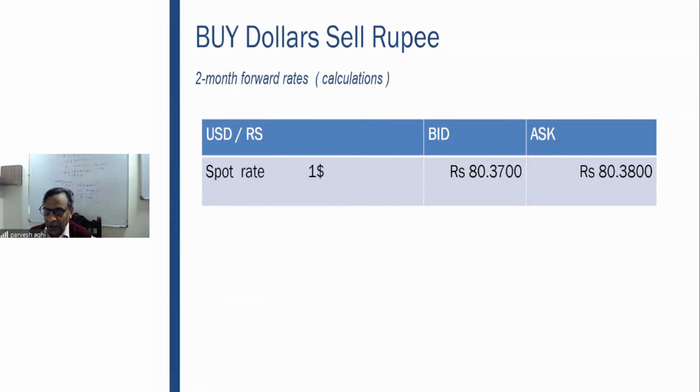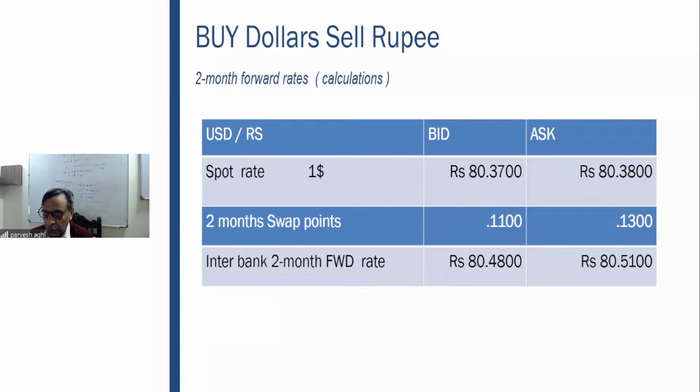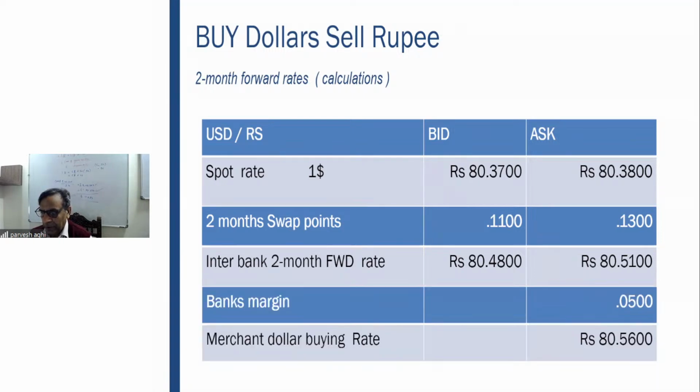So 2 month forward rate calculations. The spot rate is given, $1 is equal to so many rupees, both bid and ask. So for the 2 month swap points I'm going to take 1100 and 1300, which are given in the question. So I can simply add them, and they are increasing, so I can add them. So the interbank 2 month forward rate will be 80.48, 80.510.